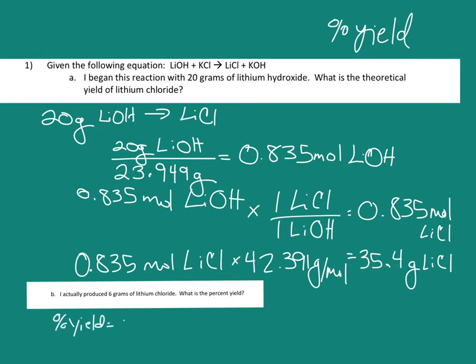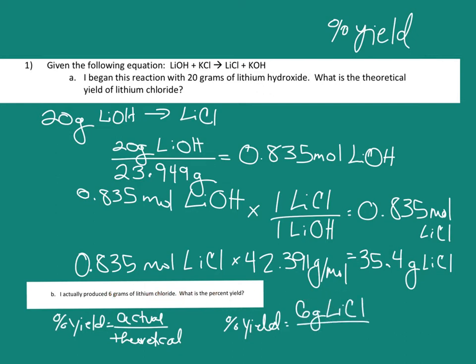And then part B asks for the percent yield. So percent yield, remember, is actual, which is given right there, what I actually produced, over theoretical, which is what you just calculated. So we're going to take actual, the 6 grams given in the problem, and divide that by the calculated value, and that should be a big C, obviously, and that equals 16.94% yield.